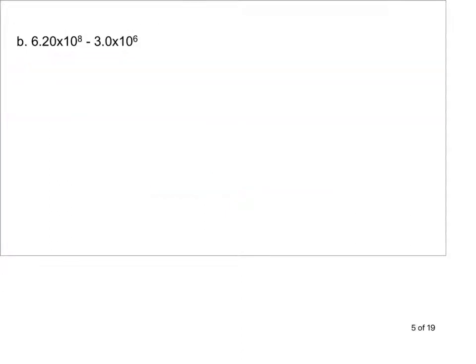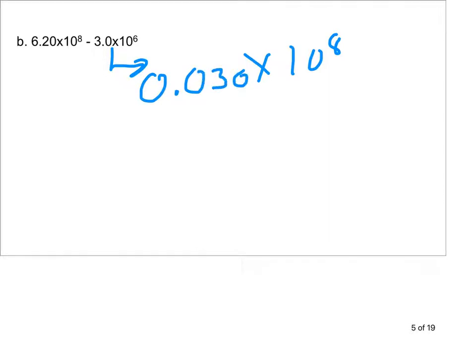Okay, that's a subtraction, same idea. I want to change it to the bigger one. So I'm going to take this one and change it to something times 10 to the 8. That means I got to move my decimal and make this number smaller, but I got to go 2 spots. So that's going to be 0.030. 2 spots.